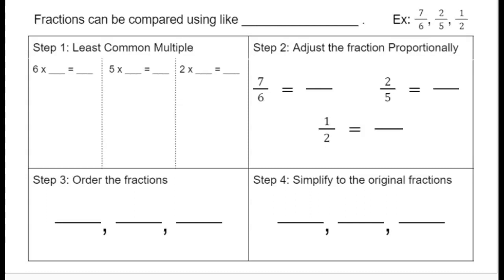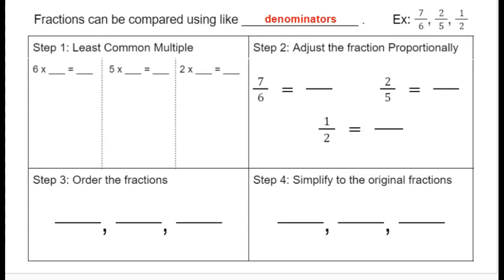Fractions can be compared using like denominators. For example, if we have 7/6, 2/5, and 1/2. Step 1, we would find the least common multiple of the three denominators.